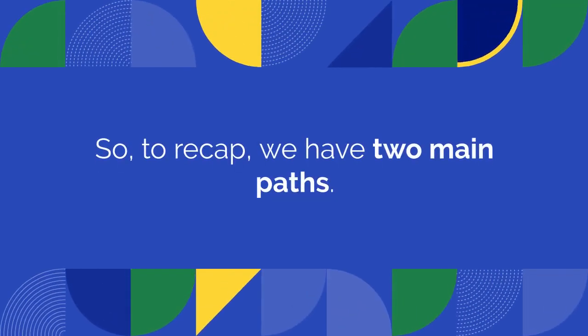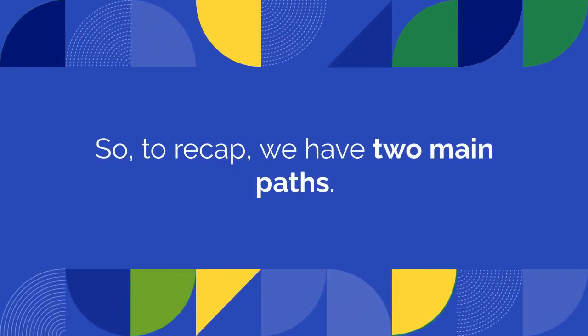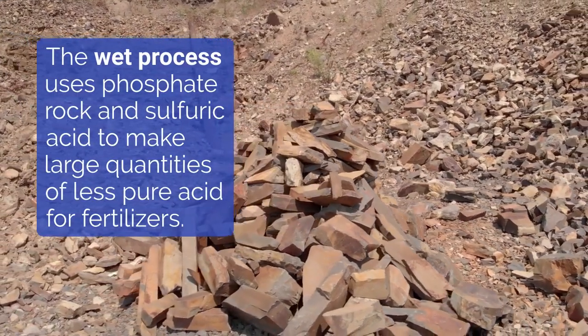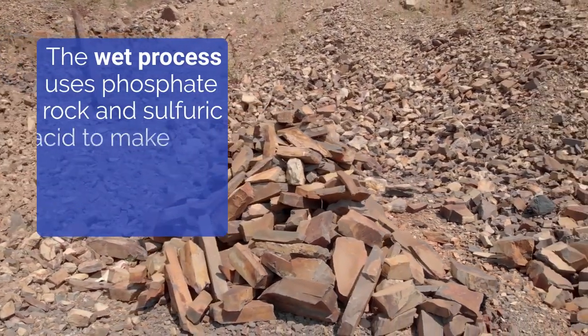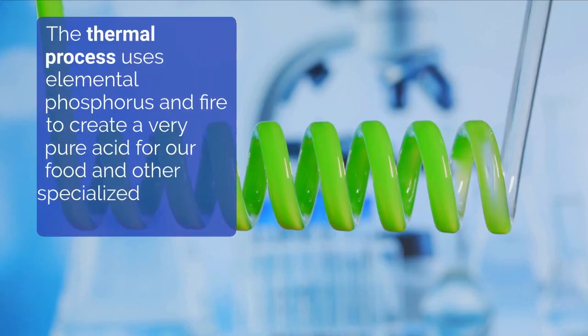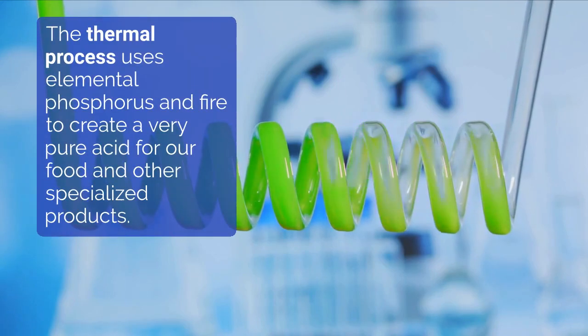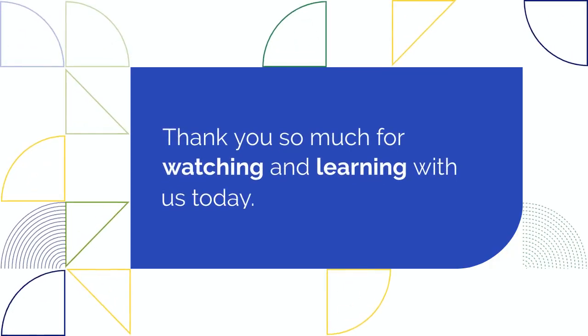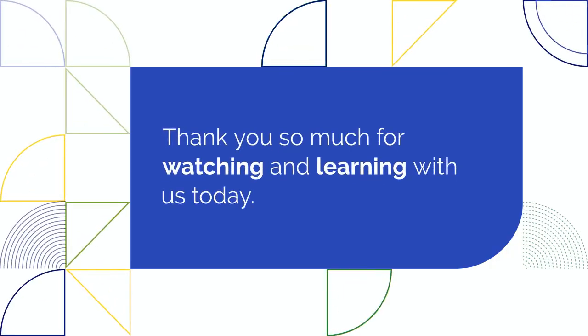So, to recap, we have two main paths. The wet process uses phosphate rock and sulfuric acid to make large quantities of less pure acid for fertilizers. The thermal process uses elemental phosphorus and fire to create a very pure acid for our food and other specialized products.